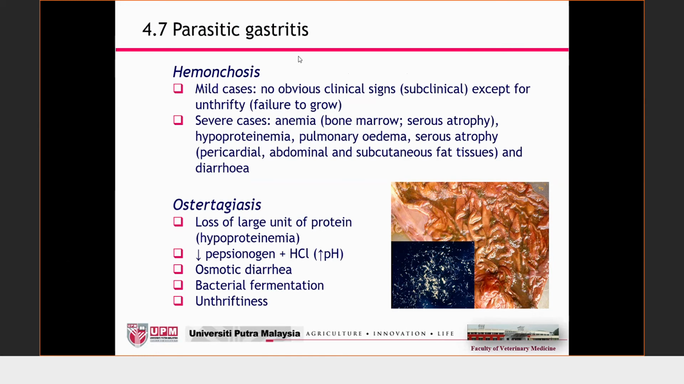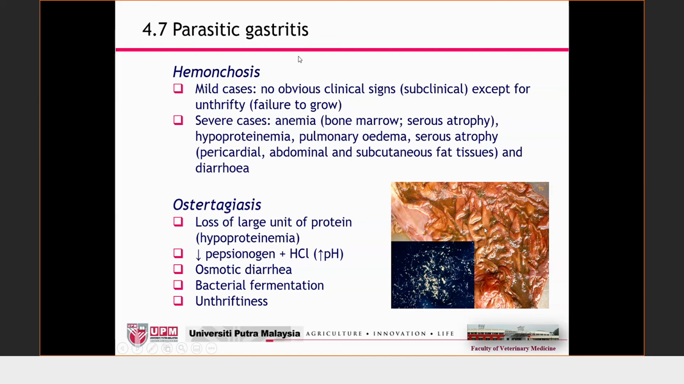Last one, we have parasitic gastritis. One of the most important ones is haemonchosis. I mentioned earlier, we have a large number of cases of haemonchosis, particularly in goats and sheep. You can see here, this is the abomasum with gastritis. You can see a lot of worms in the lumen there.